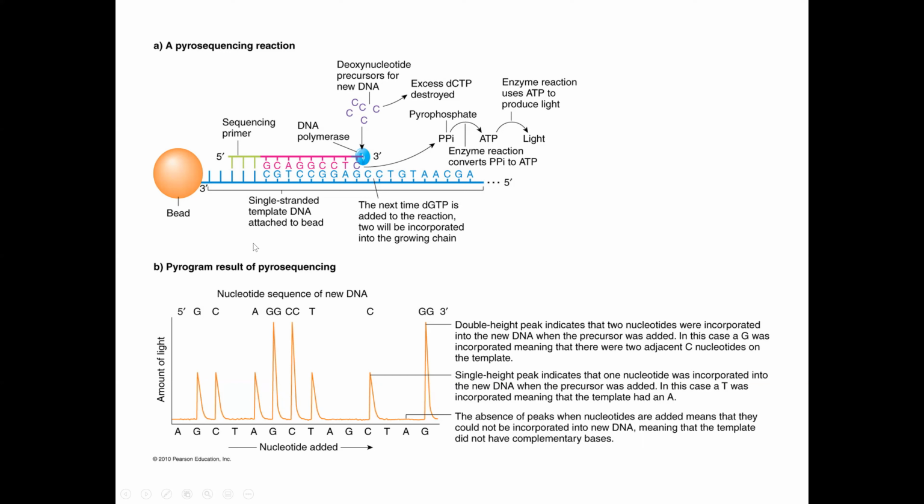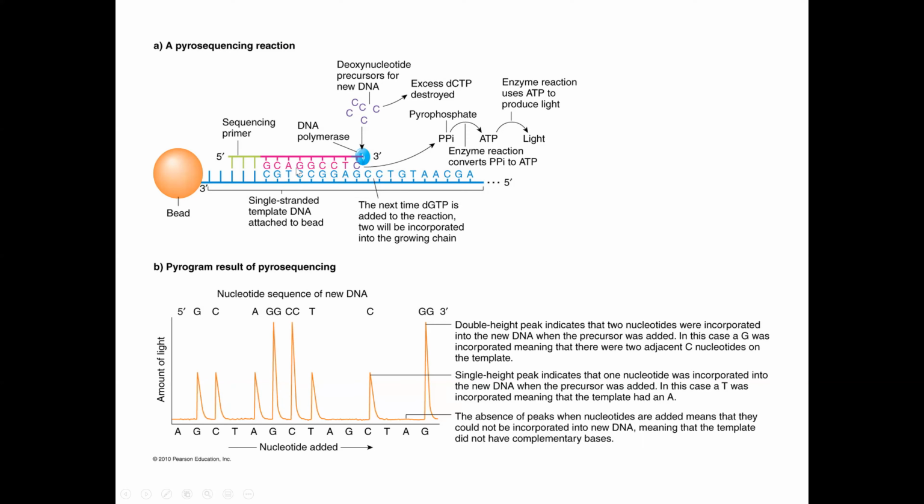Next we added C. That was incorporated. You can see that it paired. A spike of light. Next we added T. T is not the next nucleotide that we needed. We needed A, so nothing happens. When we do come back around and add A again, it gets incorporated and we get a peak of light.